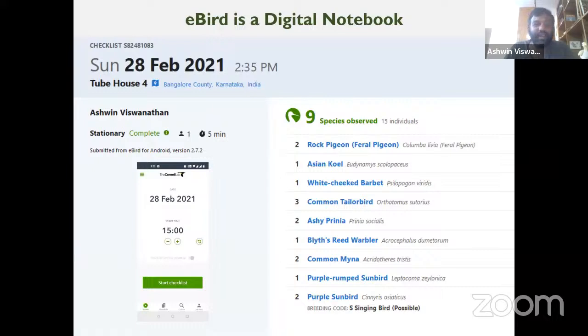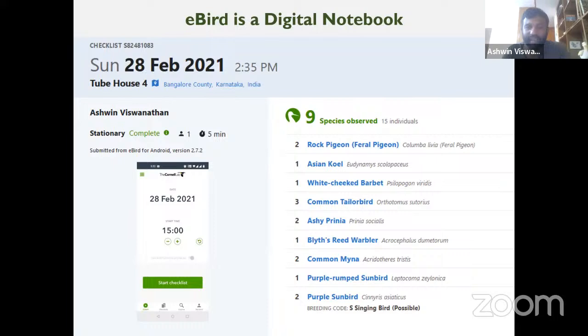This is what a checklist on eBird looks like. This is from home, and there are 9 species. If you look here, you'll see that it's a stationary complete list, which means I was in one place and for 5 minutes, I looked at all the birds around me. And instead of putting it down in a notebook, I uploaded this to the platform and then it went on to eBird. And now once it goes on to eBird, it's available for anybody to look at and for anybody to use this information in any way they like.